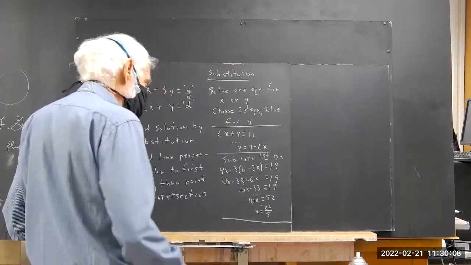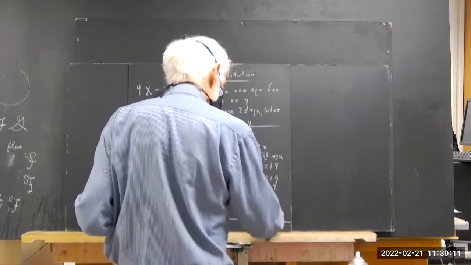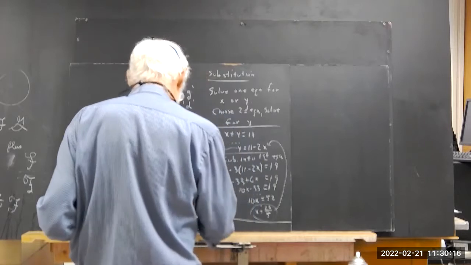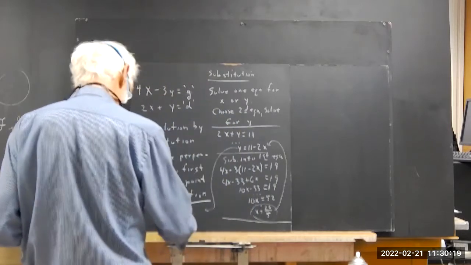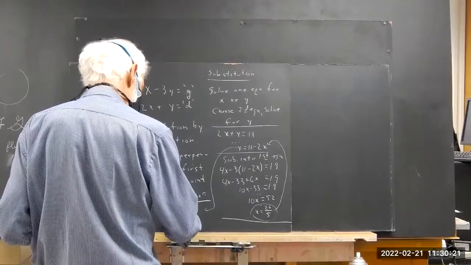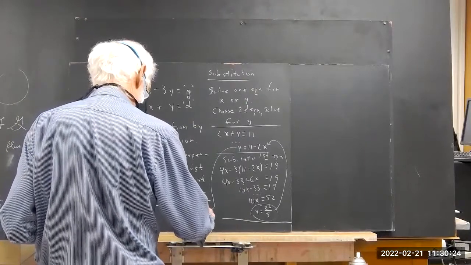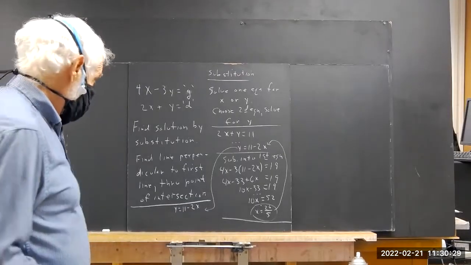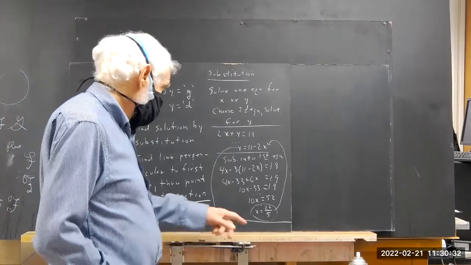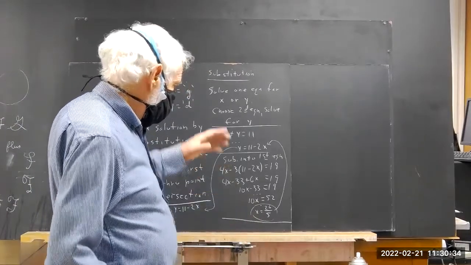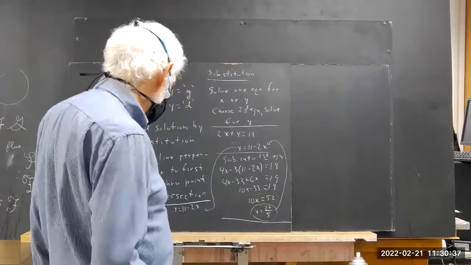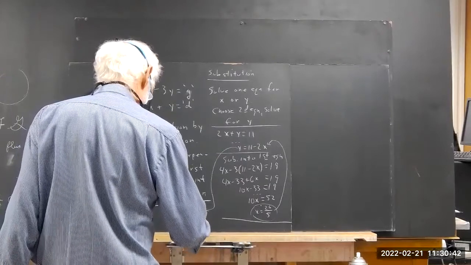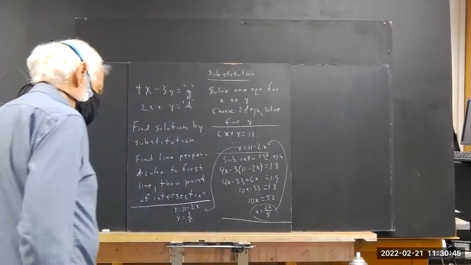Well, you plug this in here, and it gives you y equals 11 minus 2x. Okay. And 11 is 55 fifths, and 2x is 52 fifths. So that gives you y equals 3/5.